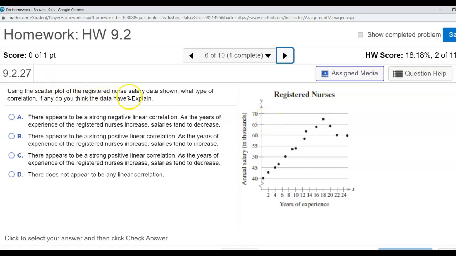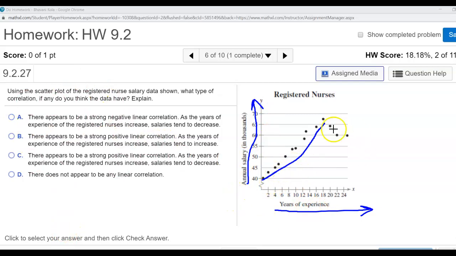Use the scatter plot for the registered nurse salary data. What type of correlation? So they're asking you what type of correlation is it? For me, it's all going up. So that means there's a positive correlation. When there's a positive correlation, what is happening? As the number of years of your experience are increasing, what is happening to your salary? That's what they're asking you. Okay. So what do you see? It's all going up. If it's going up, that means it's a positive correlation. When it's a positive correlation, keep in mind, when X is increasing, your Y is also increasing.